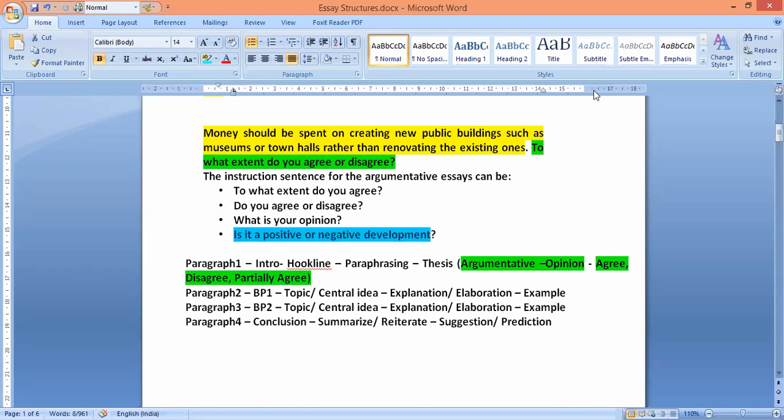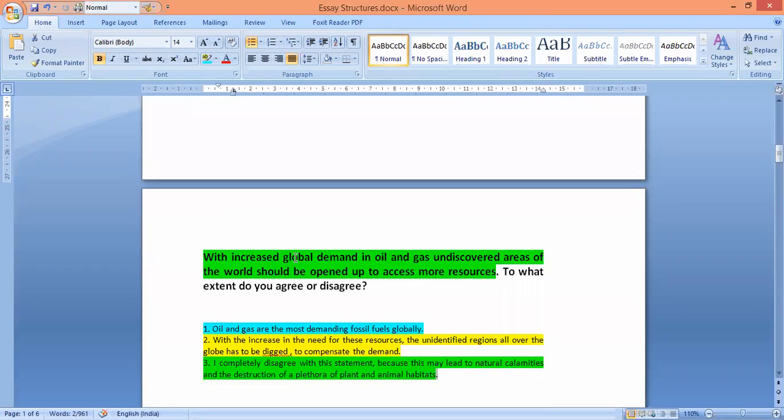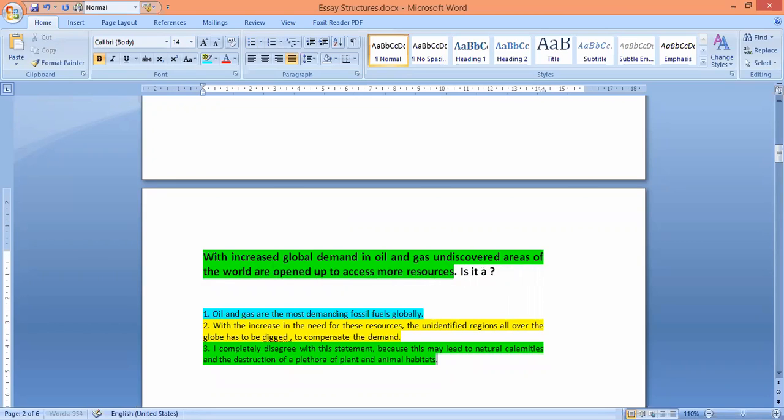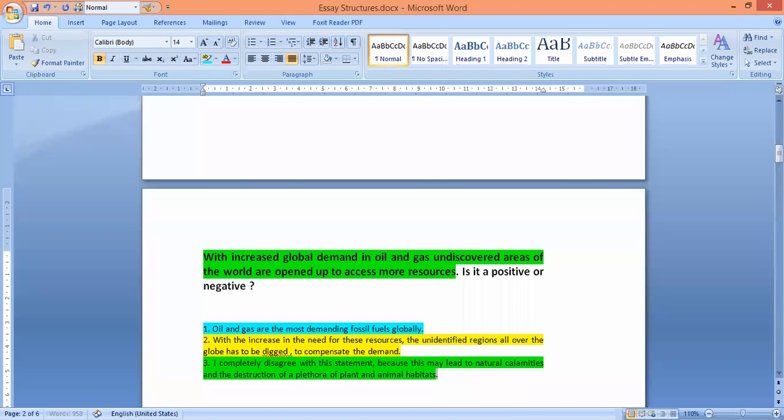So we could say it is a positive development and explain why it is positive in the previous question itself. No, it's not like why it is positive. Like, yes, you have to explain it. If you say it is a positive development, for example, let's make it: with the increased global demand in oil and gas and discovered areas, areas of the world are opened up to access more resources. Is it a positive or negative development?